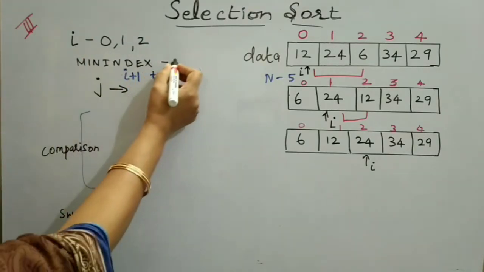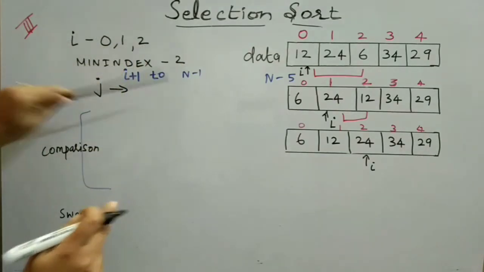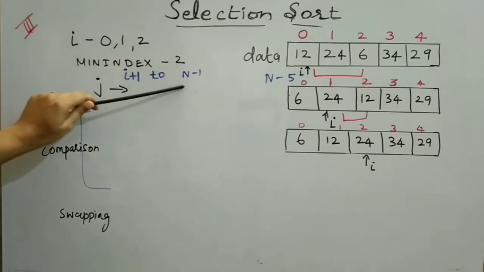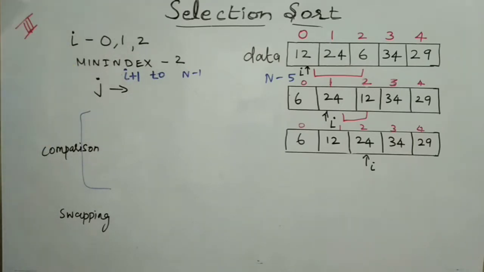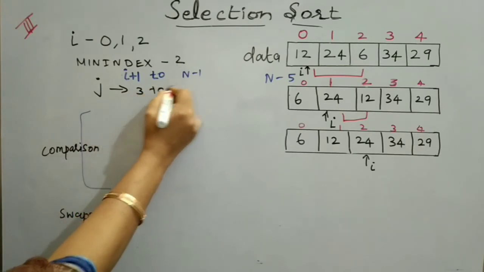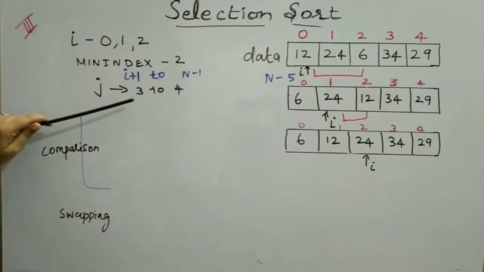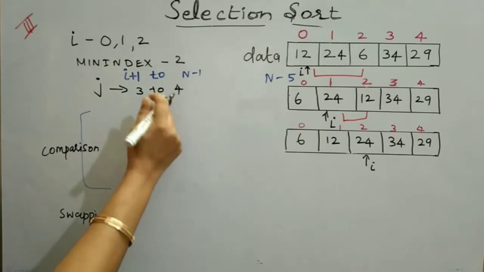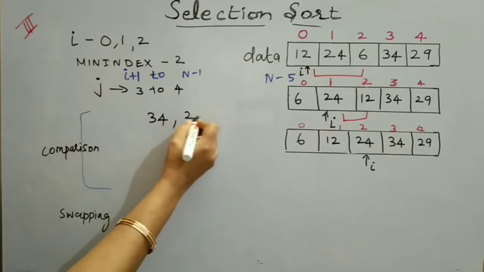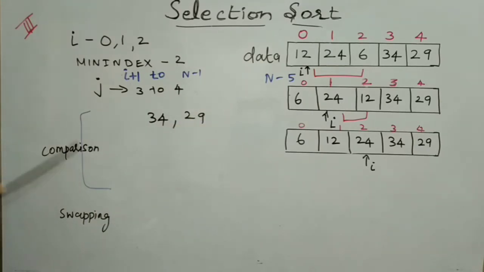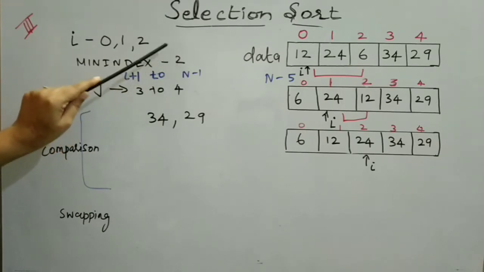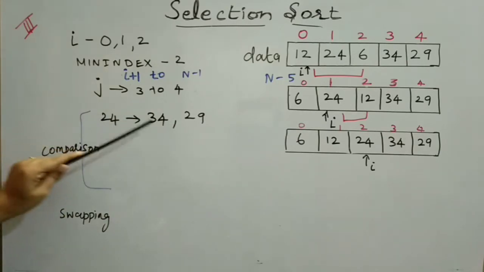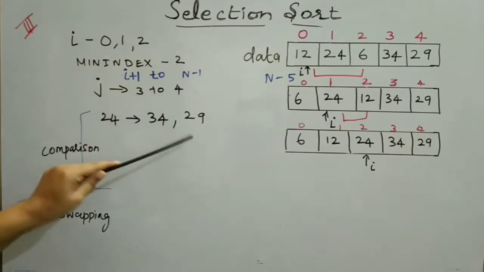Initialize minimum index with the value of I initially, then j, the subsequent element index position, is I plus 1 to n minus 1. I is 2 now, so j goes from 3 to 4. The element in index position 3 is 34, and the element in index position 4 is 29. In the comparison procedure, the element in the minimum index 2, that is 24, is compared with all the subsequent elements in index positions 3 and 4, that is 34 and 29.